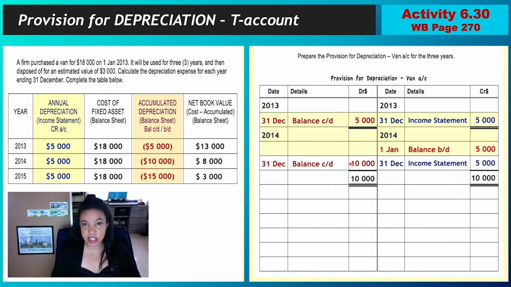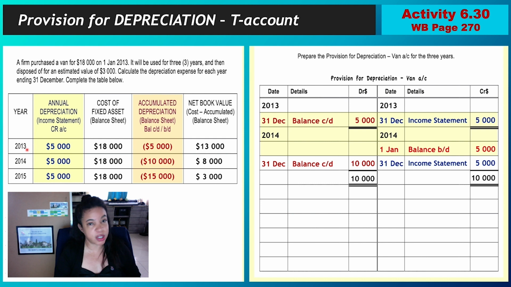This is where I point out to you. So let's go back to 2013. 2013, balance carry down, and therefore balance brought down, was 5,000. Let's go over to our table, and what you would see here is accumulated depreciation, 5,000. So for 2013, the balance shows your accumulated as 5,000. Let's go to 2014. For 2014, from your table, you will see that you had your accumulated depreciation as $10,000. Go over to 2014, and what do you see your balance as? $10,000. So this is how the account is showing your accumulated, and it shows your income statement.